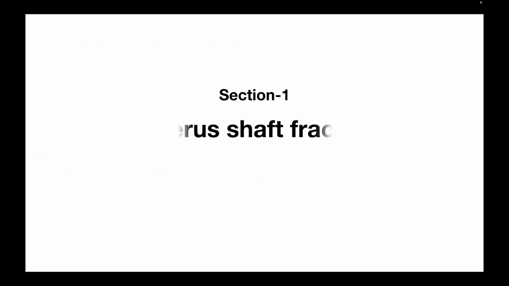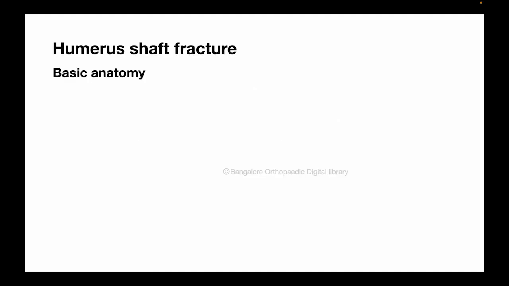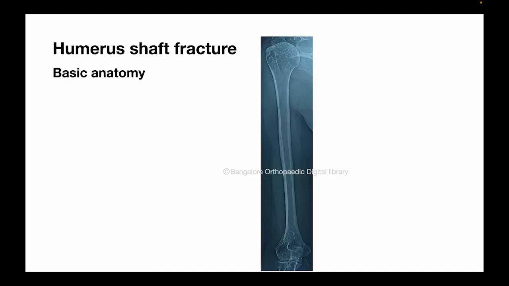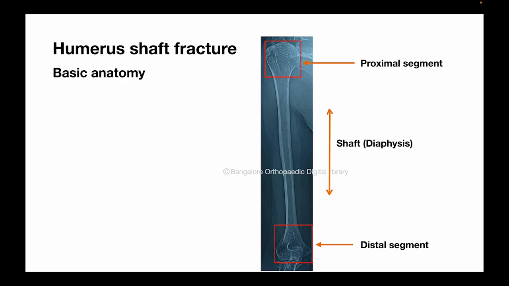First, the humerus shaft fracture. Just a quick recap of the basic anatomy of the humerus. A square accommodating the widest part of the upper end of the humerus defines its proximal segment, and similarly at the distal segment. The diaphysis is the part of the humerus in between these two segments.